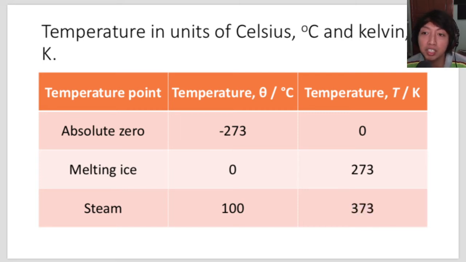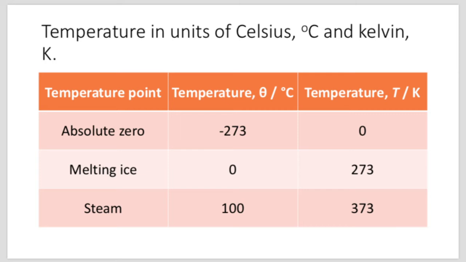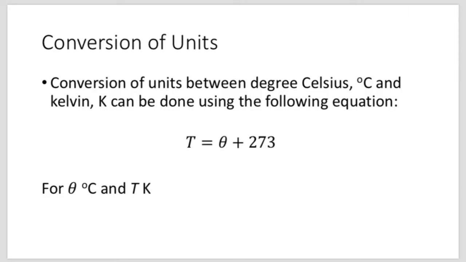Now, the good thing about Kelvin is it's very easy to convert Celsius to Kelvin. Just remember this. Conversion of units between Celsius and Kelvin can be done using the following equation. T equals, that's basically an omega sign, so T equals omega plus 273. To convert Celsius to Kelvin, you just add 273.